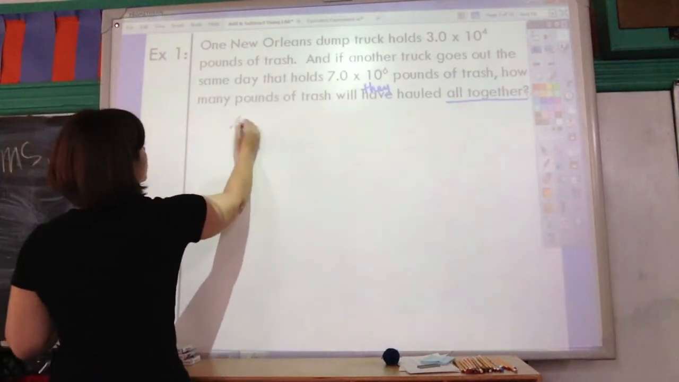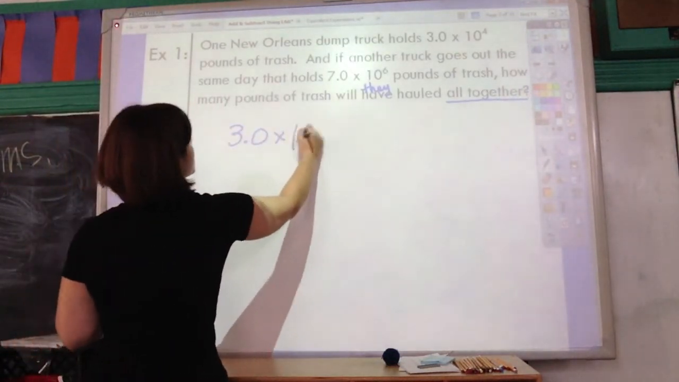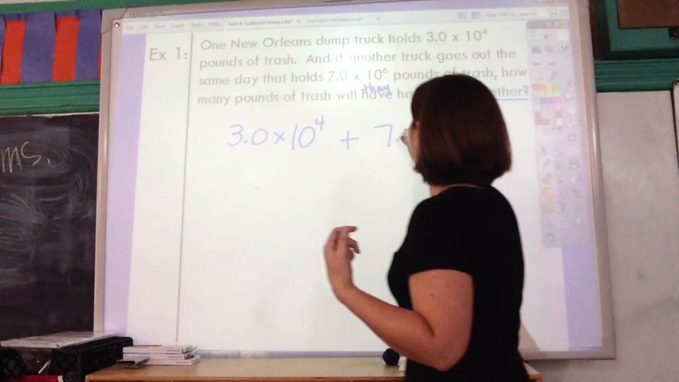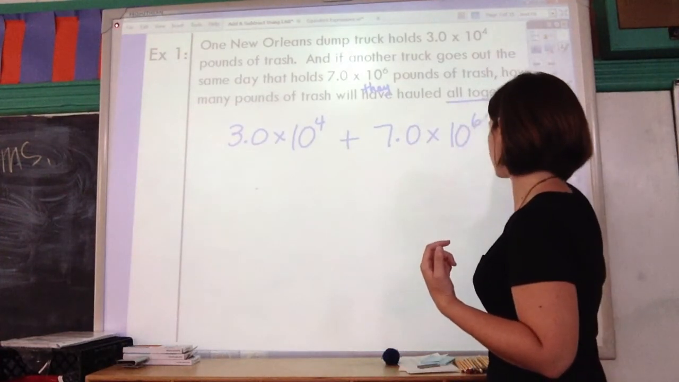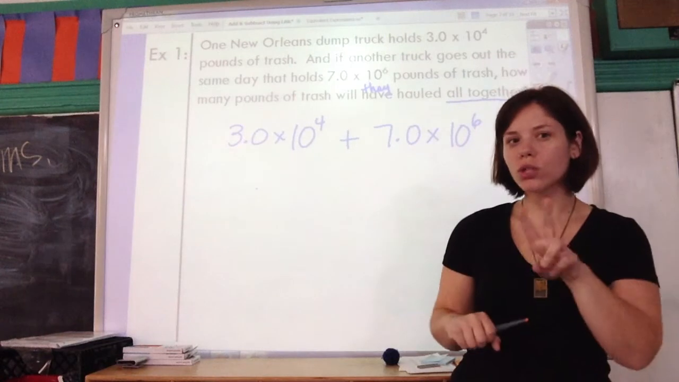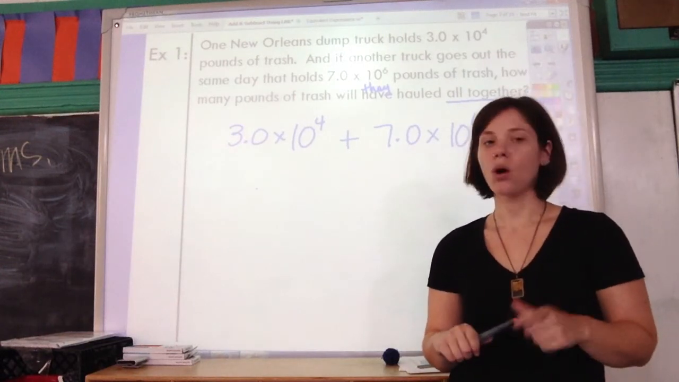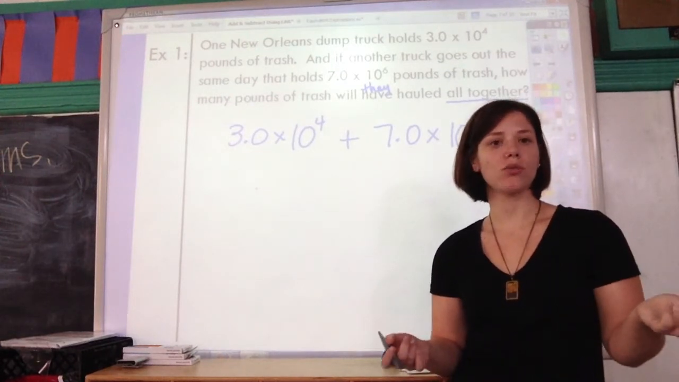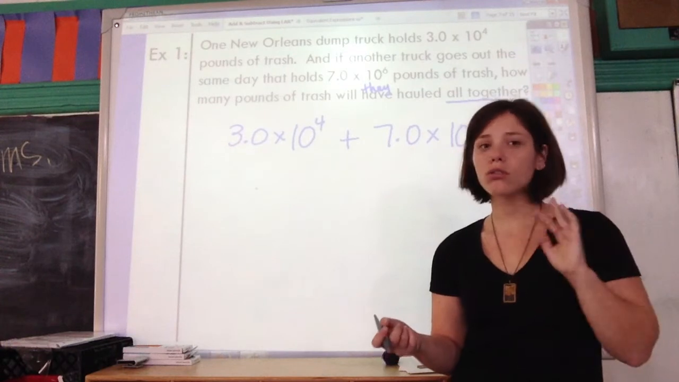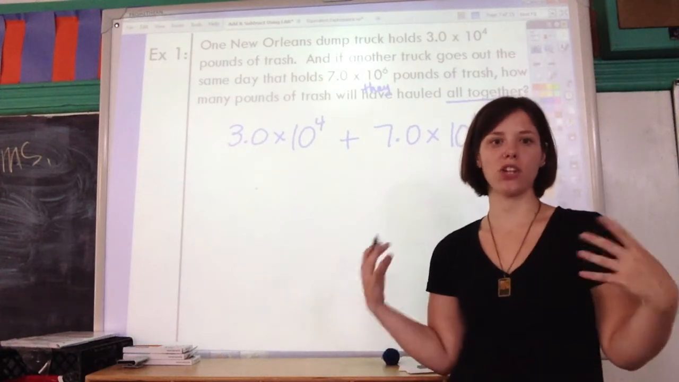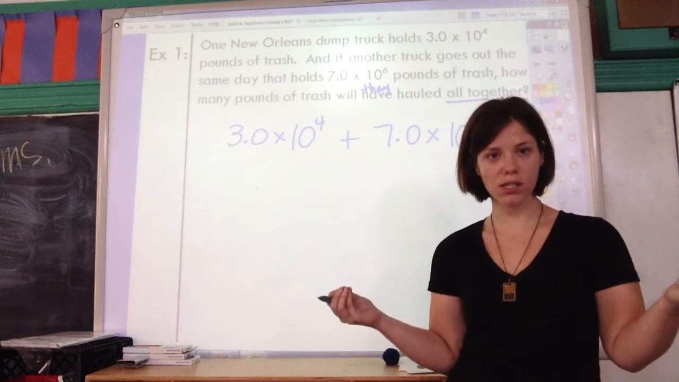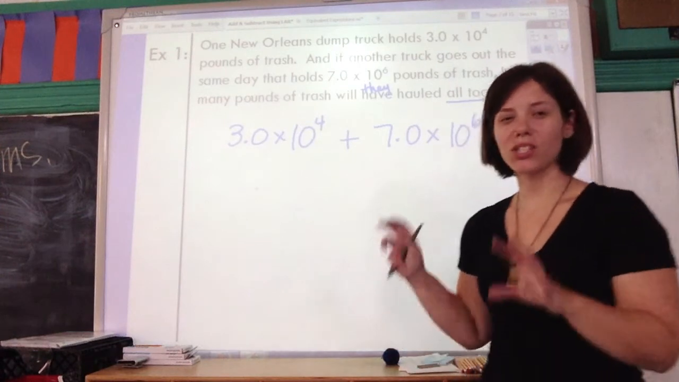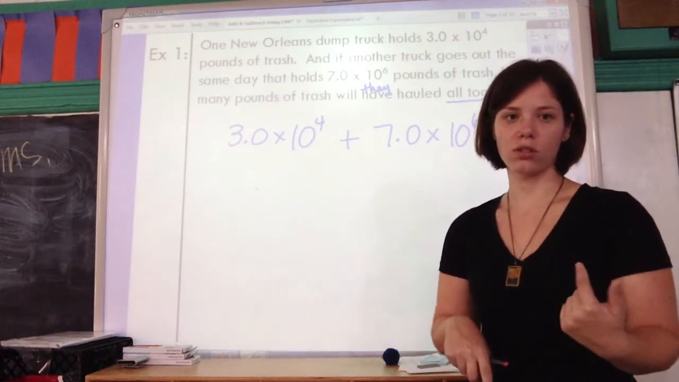So I know the first truck was 3.0 times 10 to the 4th. The second truck was 7.0 times 10 to the 6th. At this point, you've learned two different ways to add numbers in scientific notation. One is to turn them into standard notation, regular numbers, and add them up. The other is to use your friend Lars. As an 8th grader, if you can move the decimals and add your exponents, that is way more efficient, but it's always a good idea to check your work by expanding the numbers out and doing it the normal way. So let's do this one both ways, and then for the rest of them, I'm just going to use Lars.